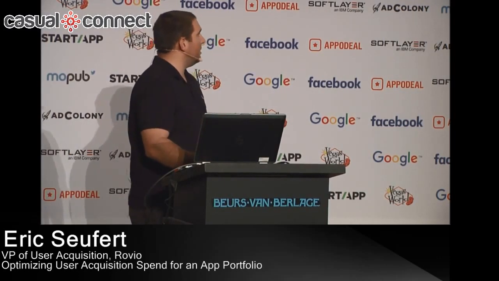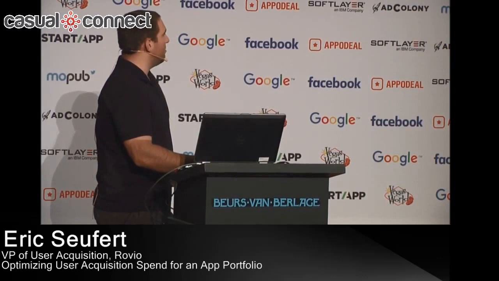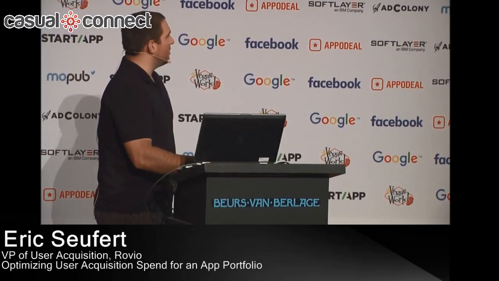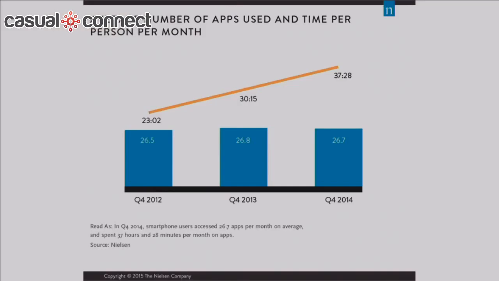So here's the average number of apps used and time per person per month. You see the time is increasing quarter to quarter, but the number of apps used is pretty stagnant and actually even decreasing.